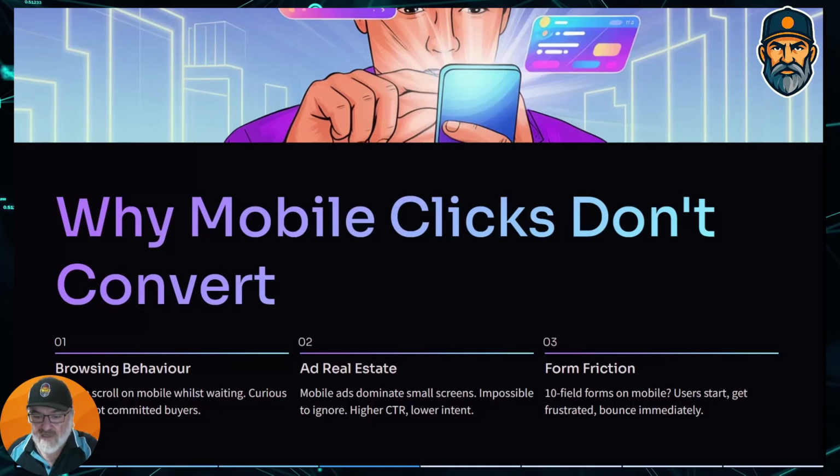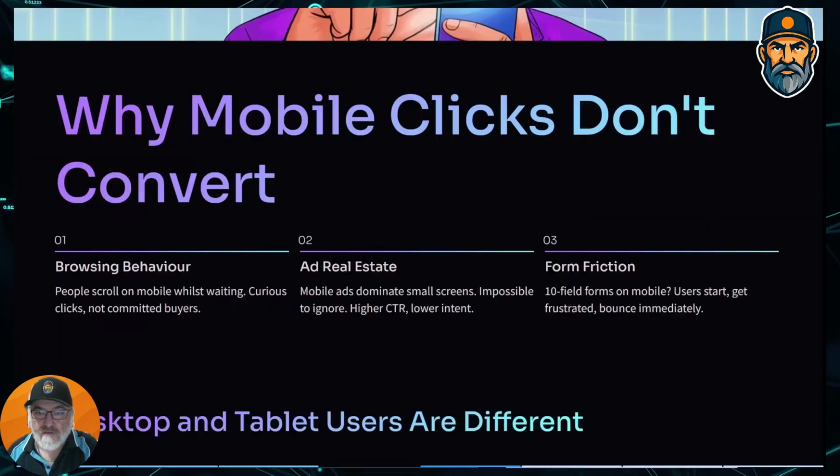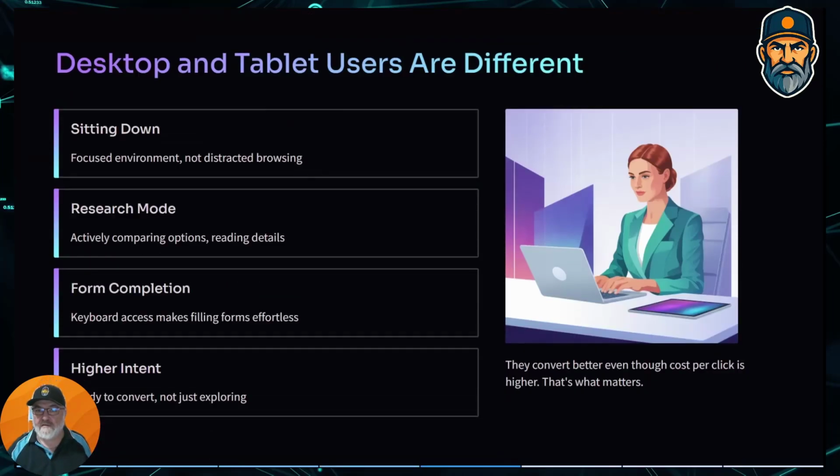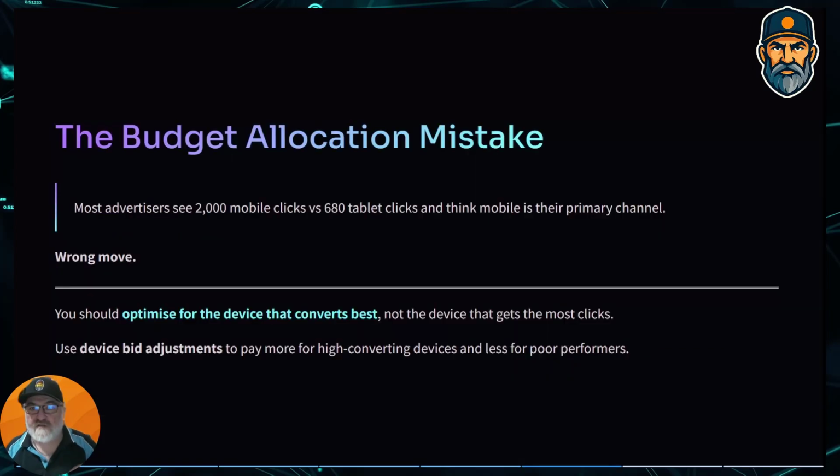Desktop users are different. They're sitting down, they're in research mode. They're more likely to complete forms, they have higher intent, that's why they convert better, even though they cost more per click. Here's what most advertisers do wrong.